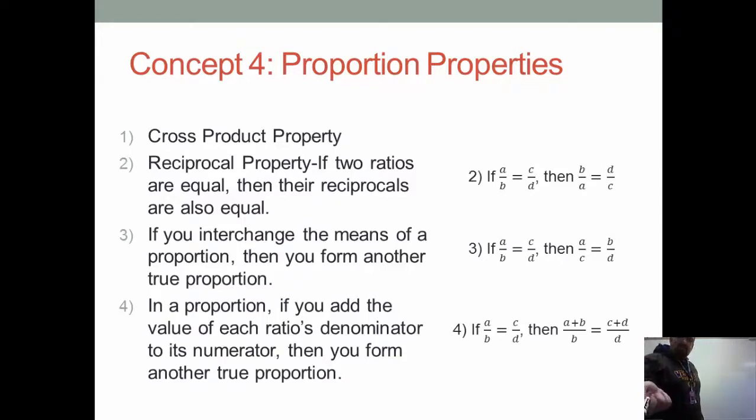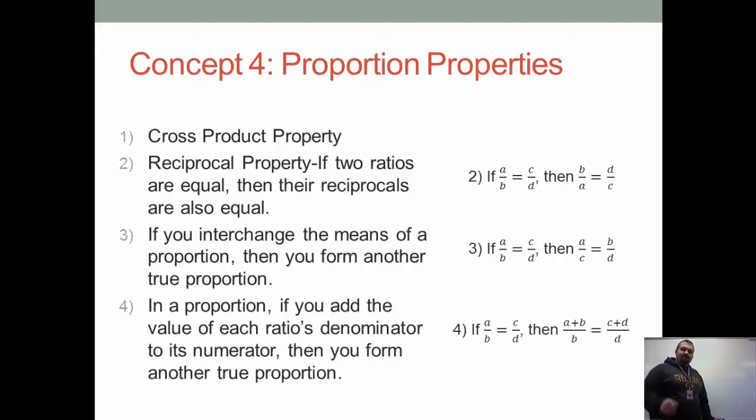An example of what it would look like is off to the right on this PowerPoint. That's what the reciprocal property for proportions would look like. You take what you have and you flip it upside down. If you have A to B, it becomes B to A. If you have C to D, it becomes D to C. That's the only thing you change.